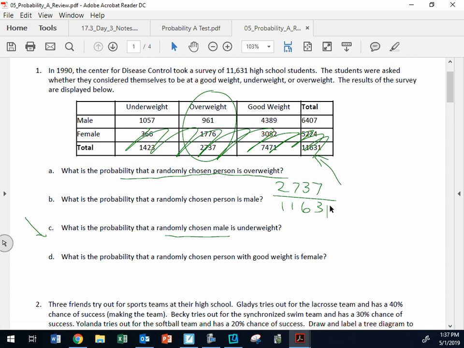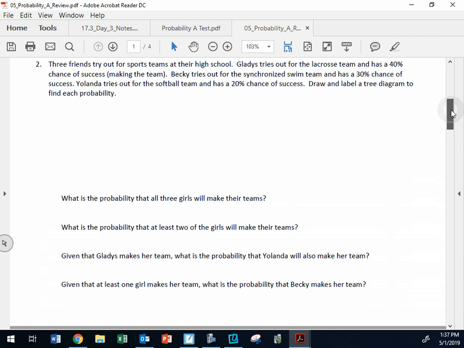All right, I also want to help you with number 2 because even I had a little bit of trouble getting started writing the tree for this.